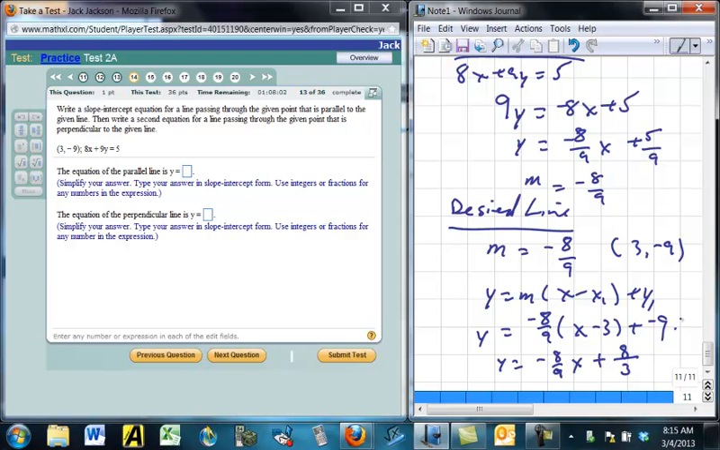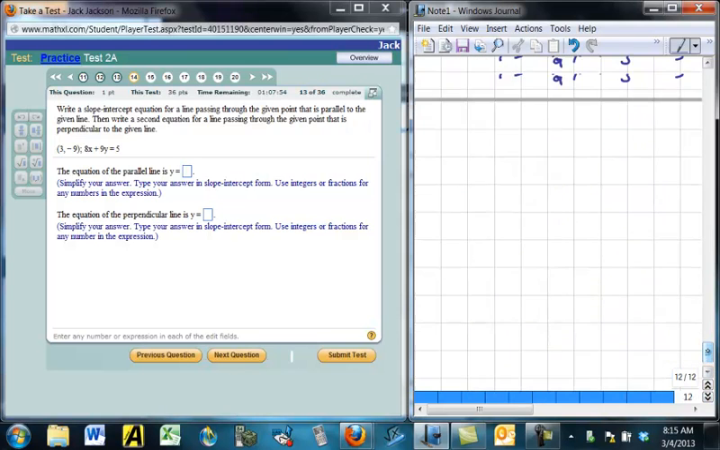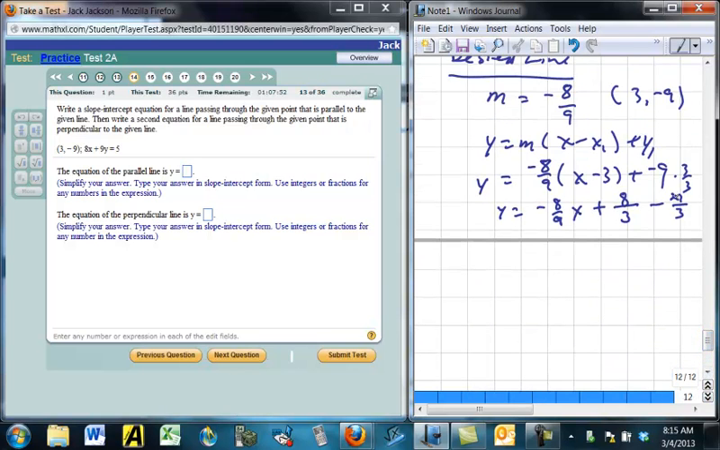Now this I'm going to multiply top and bottom by 3 to get a common denominator. So it's negative, we got a 3 on the bottom. 3 times 9 is 27. Okay, so y equals negative 8/9 x, negative 27. They have a common denominator. Negative 27 plus a positive 8 is negative 19. And there's our answer.